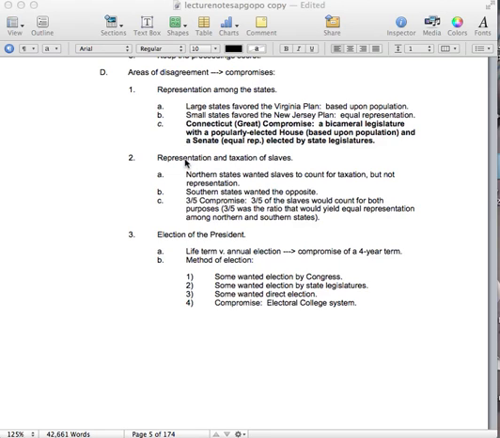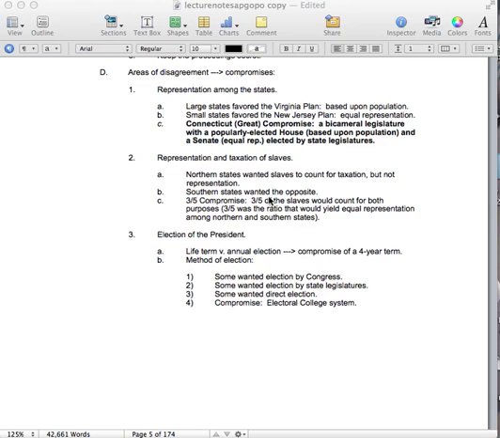So the representation and the taxation of the slaves, how are we going to figure that out when it comes to representation in Congress? Well, the northern states wanted slaves to count for taxation, but not for representation. And think, why would they want that? The northern states wanted them to count for taxation, so more money is taken from the southern states, but not for representation. They don't want those slaves counted, so that means there are fewer people from the southern states in the House of Representatives. So that's what they were thinking there.